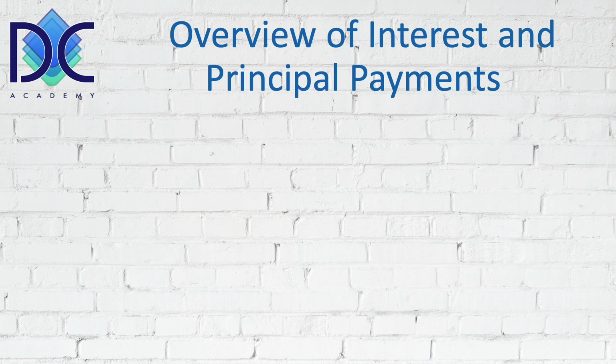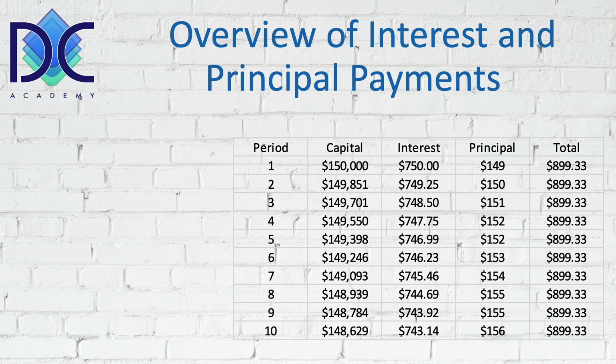And here I have a table for the first 10 periods. At the end, we see the total amount, the monthly payment, the $899.33. We know that we start with a capital of 150,000. So the interest that we pay on the first period, or at the end of the first period, is $750. Now we see that the difference with the 899 is about $149, which is the capital payment.